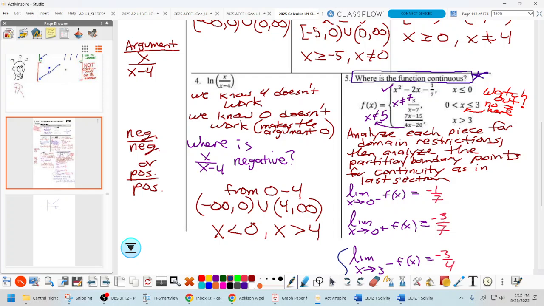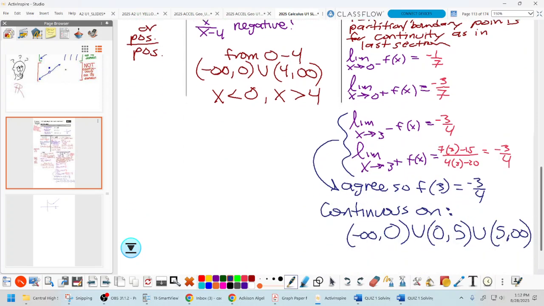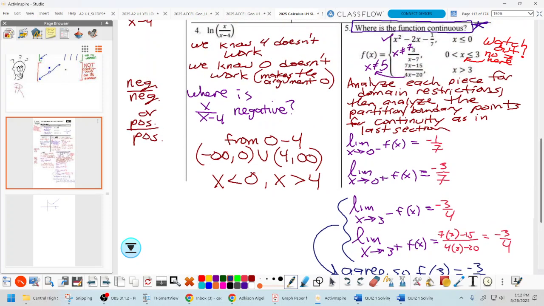So if you go back and read what we said, analyze each piece. That's what the purple check marks or these notations were. Then analyze the partition boundary points. That's what all this work was, to just see if it was continuous at all. And then just make sure you check if these issues even exist where the graph is being graphed. So you could probably expect to see those like that at some time. Questions on that?